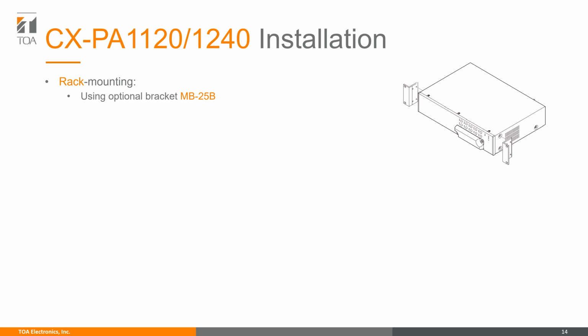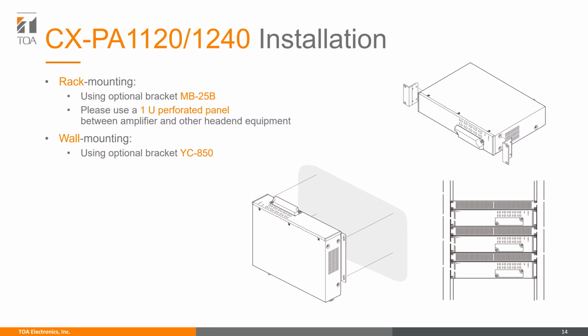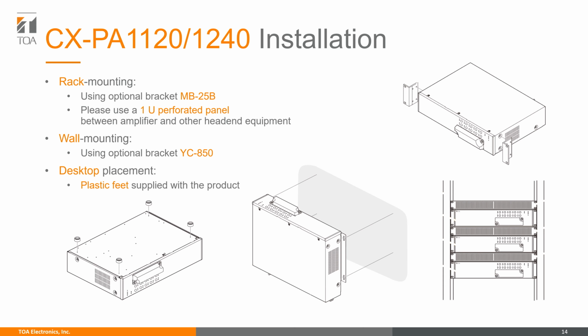Now let's talk about the mounting options of the CX-PA amplifiers. You can mount these two-space amplifiers in a standard rack with the optional MB25B. If you elect to mount these amplifiers in a rack, TOA recommends a 1U ventilated panel between units. If you decide to mount the amplifier to the wall, you need the optional YC850 bracket. For desktop placement, you can use the supplied plastic feet.